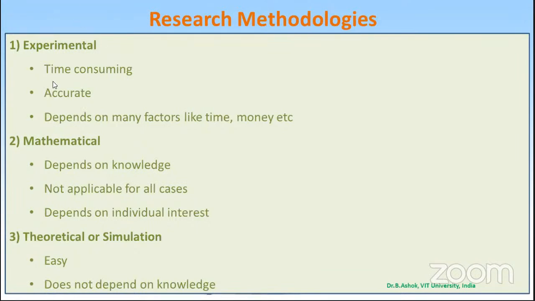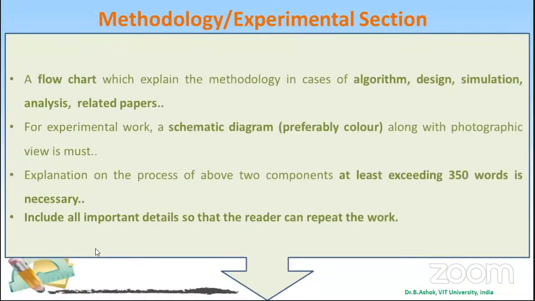Here in the research methodology, explain how you developed the experimental or mathematical model, or the theoretical or simulation approach used, all those things. In the methodology and experimental section, include a flowchart which explains the methodology in the case of algorithm, design, simulation, and analysis related papers. For experiments, use a schematic diagram, preferably in color, along with photographs. Simply some casual photography won't do; a professional photographic representation of the experimental setup is needed.